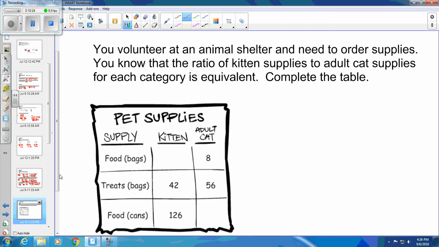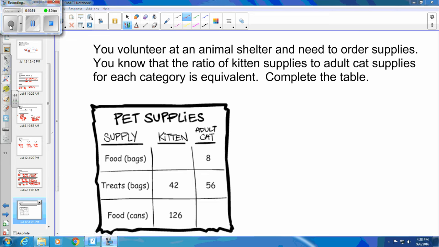We need to figure out if the supplies are equivalent for the kittens to the adults, okay? How am I getting from each spot? So I want you to look at this chart for a minute and I want you to think about it, and see if you can come up with a way to complete the table.